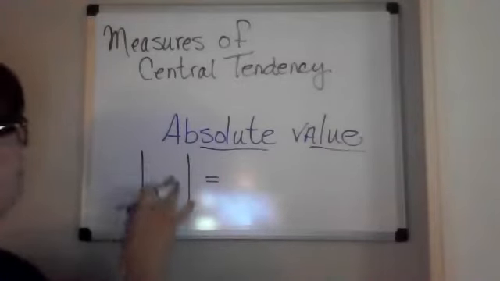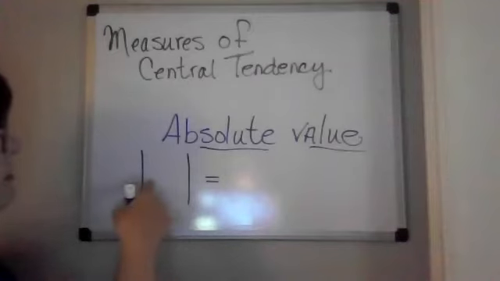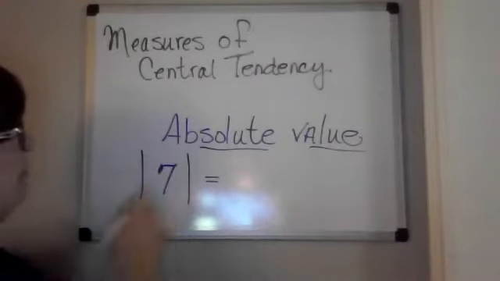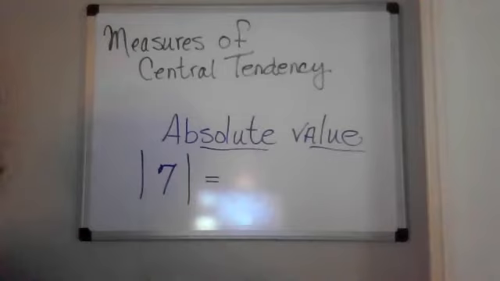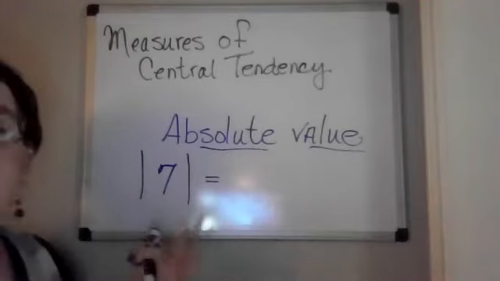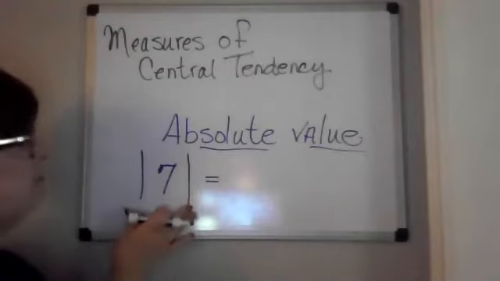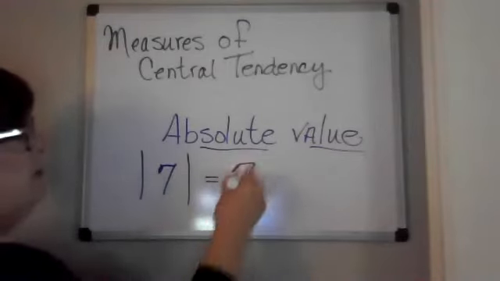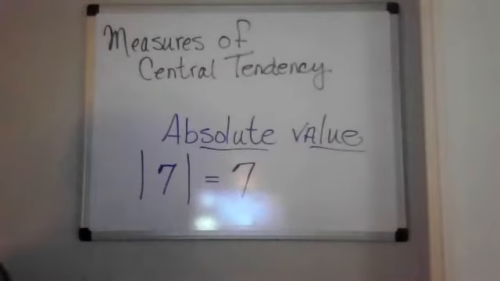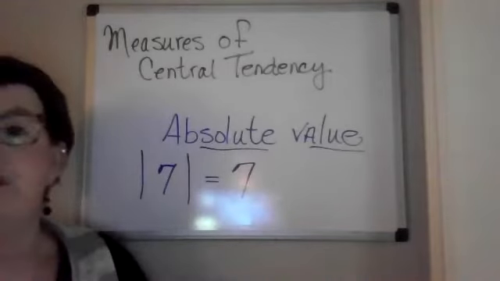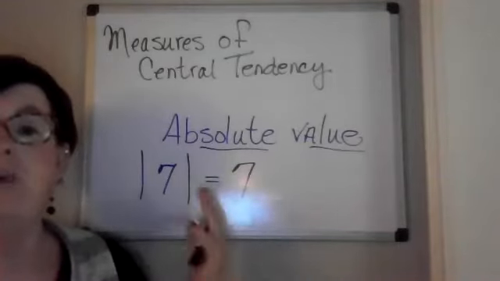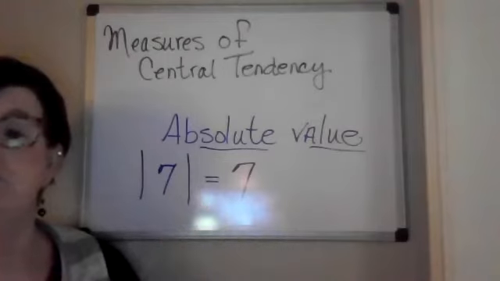What if they have a positive number in here? Like, what's the absolute value of 7? Well, the rule holds true. Anything that's in here, its absolute value is a positive number. So the absolute value of 7 is also 7. An absolute value is always a positive value.